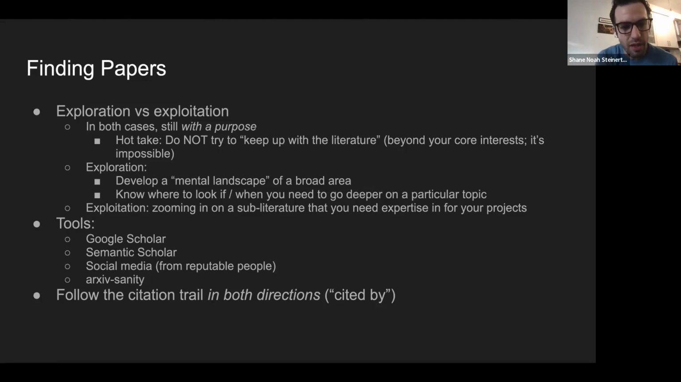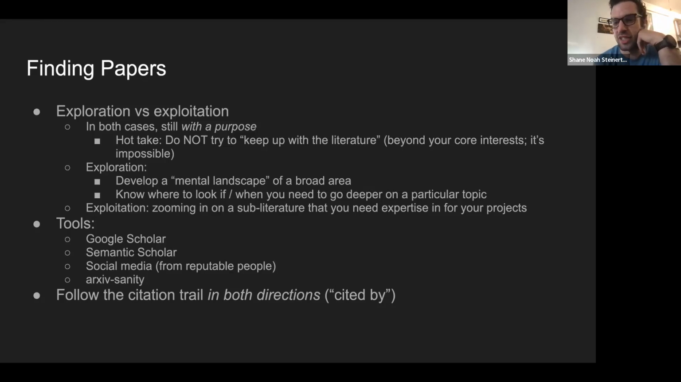Just a few tools on where to find papers: both Google Scholar and Semantic Scholar. Social media, when it's from reputable people. As more money is flowing into our field, more people are posting things that are not necessarily peer reviewed, and you don't always know what you're getting, so be a little careful. Arxiv Sanity is a tool that filters arXiv for you based on semantic similarity of papers, with a crude measure, so based on things you're interested in, that can help a little bit. It's similar to Semantic Scholar's related papers feature. And definitely just following the citation trail in both directions.